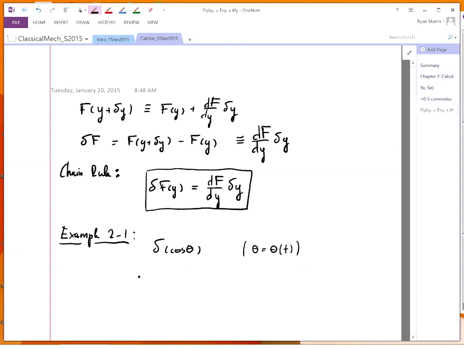So if we apply the chain rule that we just derived, the variation of cos theta is the derivative of the function with respect to the variable, so it's d cos theta by d theta, times delta theta. And so d cos theta by d theta is minus sine theta. Okay?